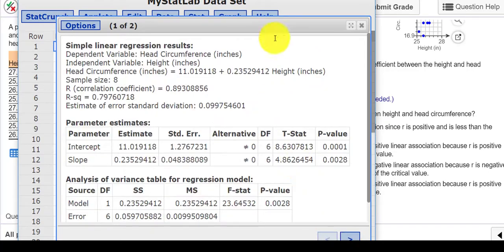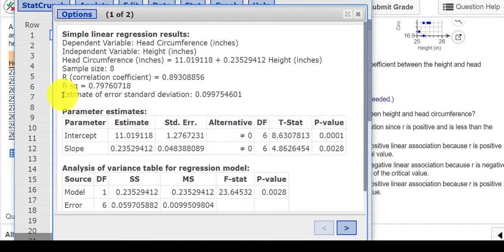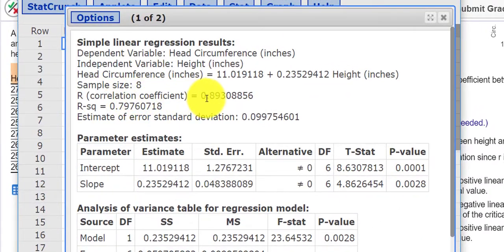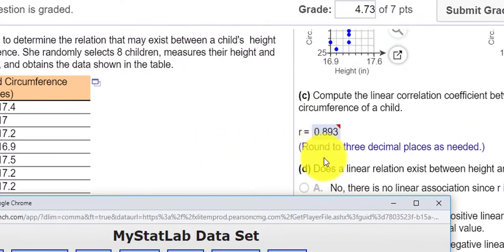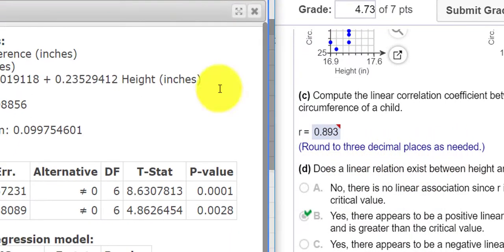If I press the back arrow, this R, the correlation coefficient, is my answer. So 0.893 would be my answer. We didn't really have to do any work here, just round to 3 decimal places. Now, if you felt like you did not want to use StatCrunch to calculate this, there is another way.